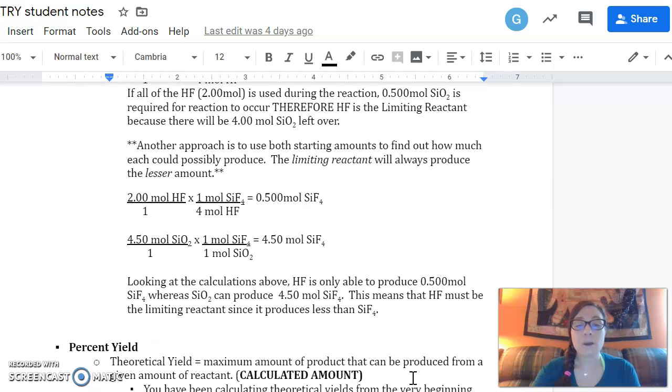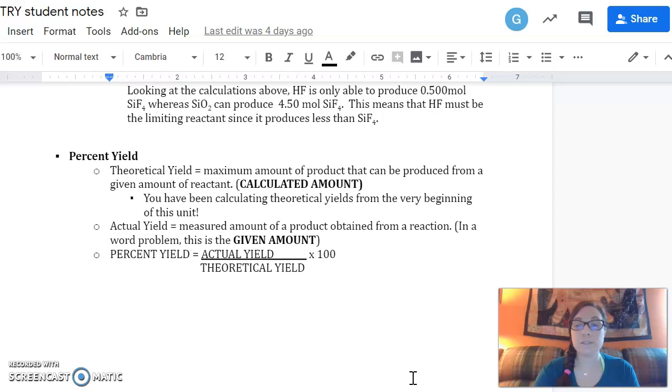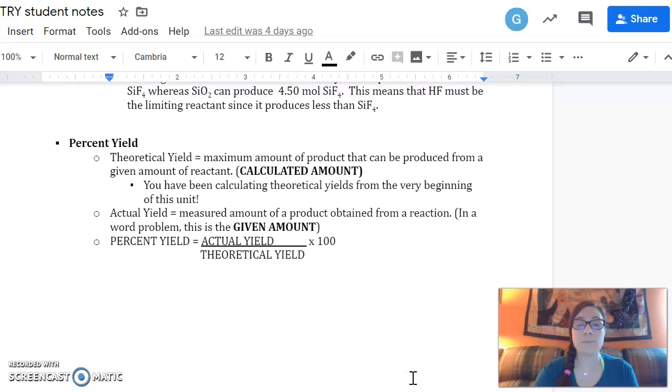Going on, percent yield is something else that you are going to have to calculate. Percent yield is based on 2 things, actual yield and theoretical yield. Actual yield is something that has to be given to you in a problem, or you have to find it experimentally. It's not something that you can calculate. Theoretical yield is what we call the calculated amount. So that's what you've been doing all along.